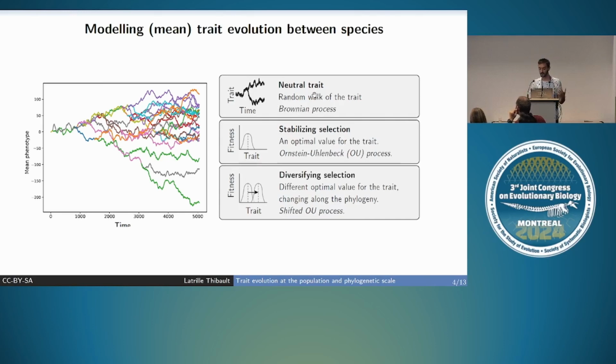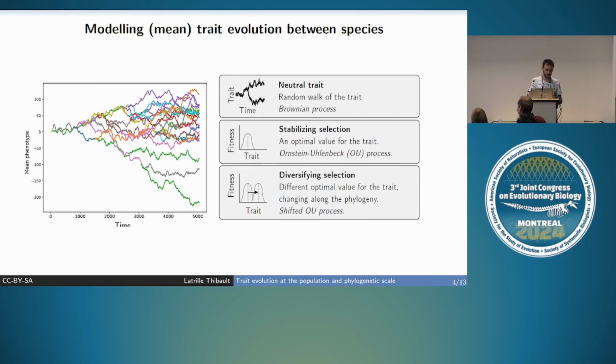The first one is for a neutral trait, and in that case your trait is just shifting randomly up and down. This is called a Brownian process. When you want to add selection, what you can start with is having an optimal value for the trait. If you are drifting further away from this optimal value, you get negative selection, like lower fitness. This is modeled as an Ornstein-Uhlenbeck process.